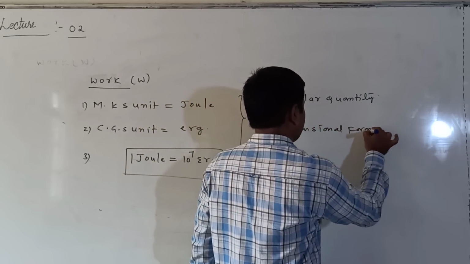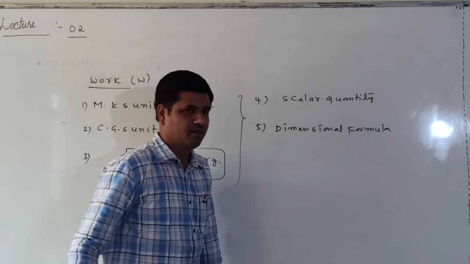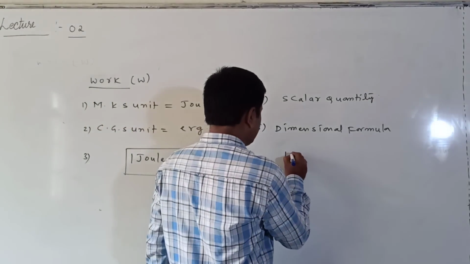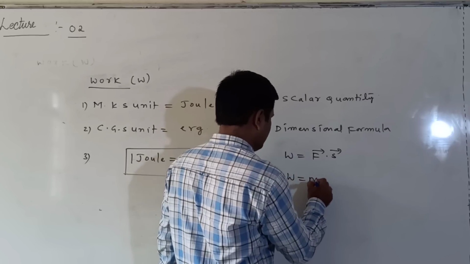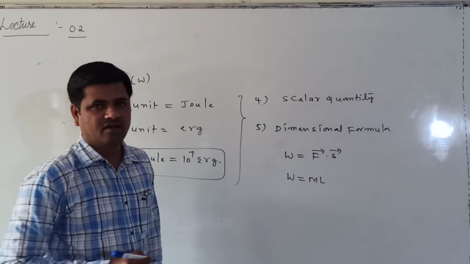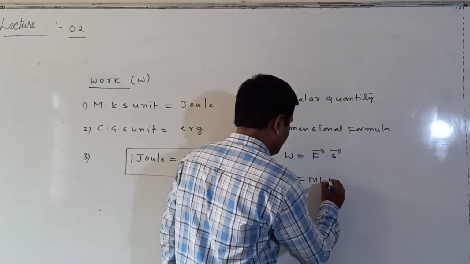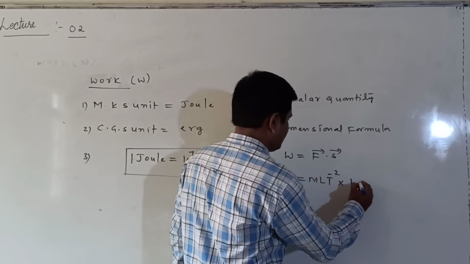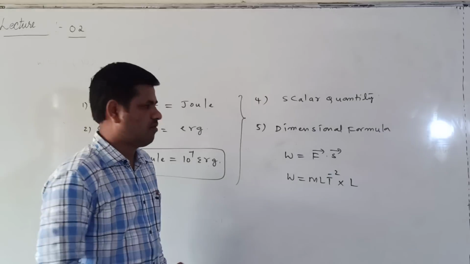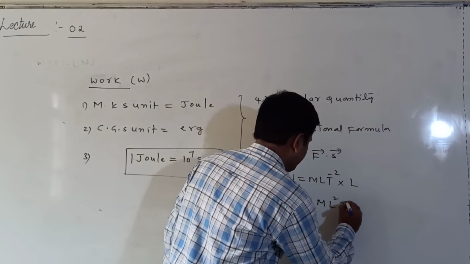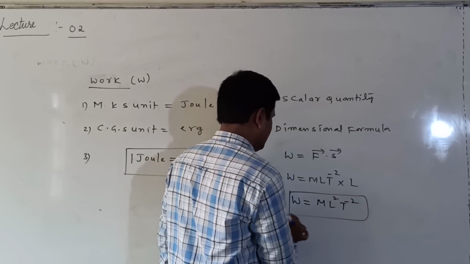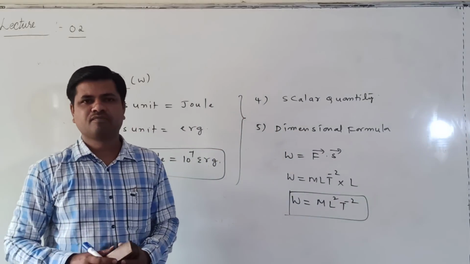What is the dimensional formula of work? Now W is equal to, we know the formula, F bar dot S bar. So W is equal to force, whose dimensional formula is M L T to the power of minus 2, times displacement, whose dimensional formula is L. So what are we getting here? W is equal to M L squared T to the power of minus 2. This is the dimensional formula of the work done.